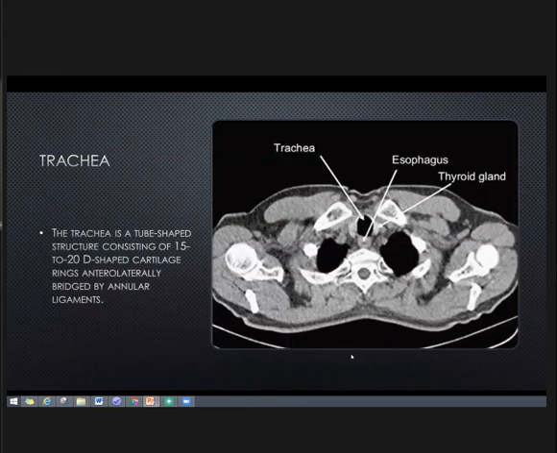So another part of the visceral space is the trachea. The trachea is a tube-shaped structure consisting of 15 to 20 D-shaped cartilage rings. It is encircled by the trachealis muscle completely, but is most prominent posteriorly due to the lack of cartilage.